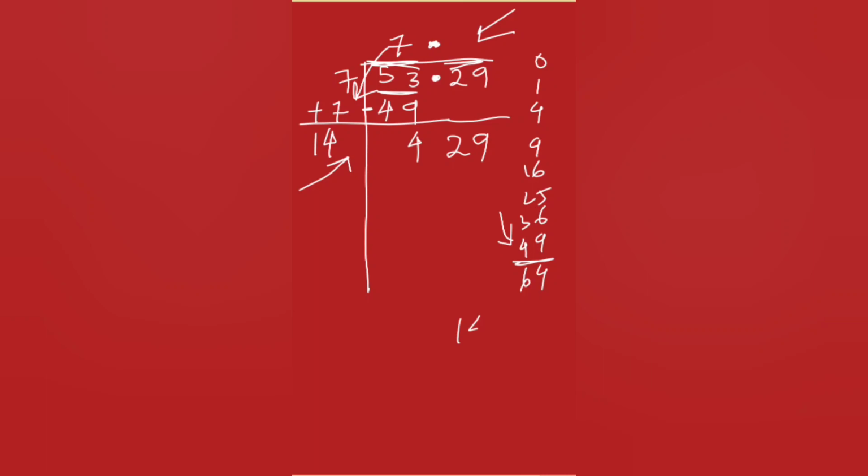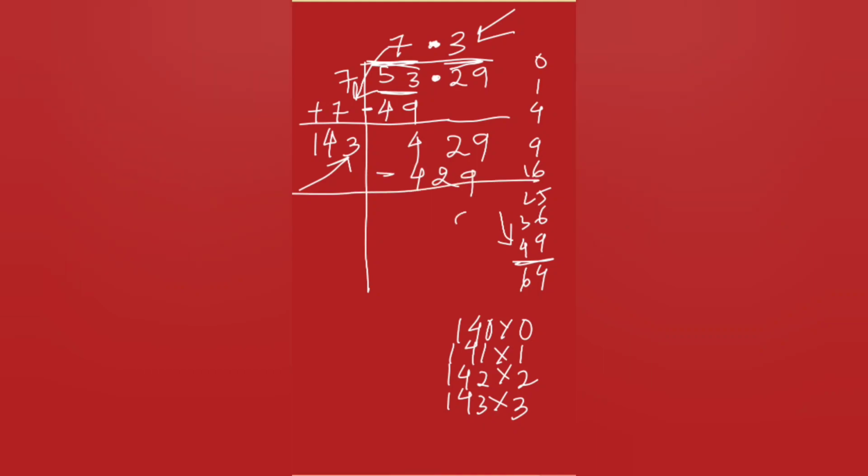Can I put there 0? 140 into 0 is 0. No. Can I put there 1? 141 into 1 is 141. Can I put there 2? 142 into 2 is 284. Can I put there 3? Most probably 143, and here also 3. I get 429. So if I subtract, I get 0. The work is done. So I don't have to continue further in the same process. It is done. So what is my answer?